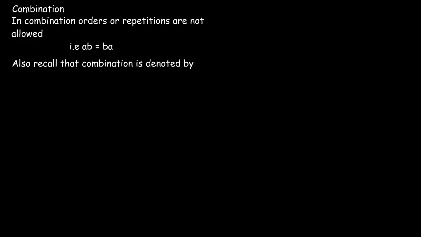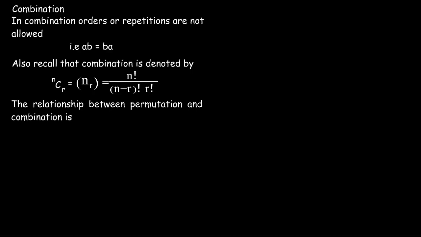Also recall that combination is denoted by nCr, which is equal to (n r), which is equal to n factorial divided by (n minus r) factorial, r factorial. The relationship between permutation and combination is n combination r is equal to n permutation r divided by r factorial.